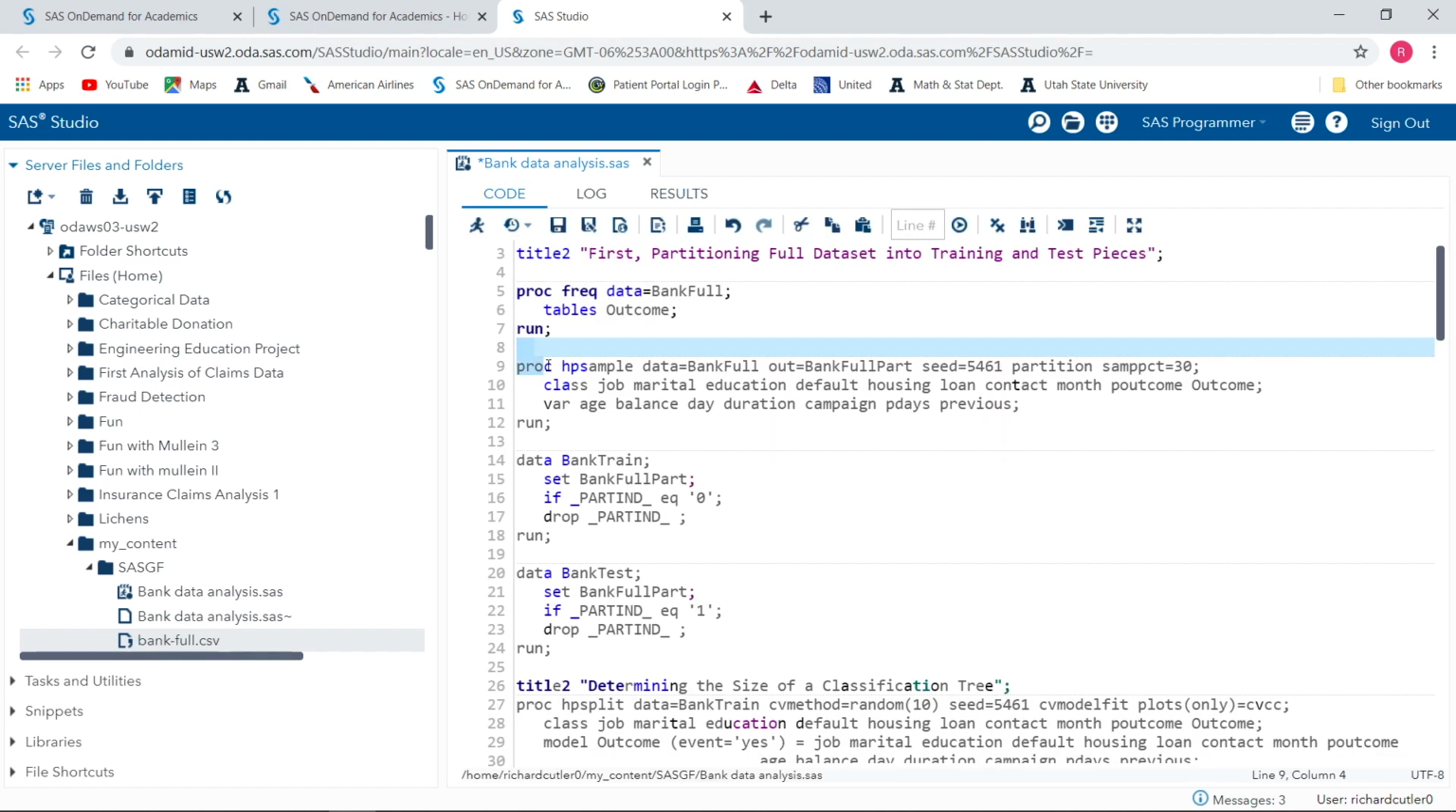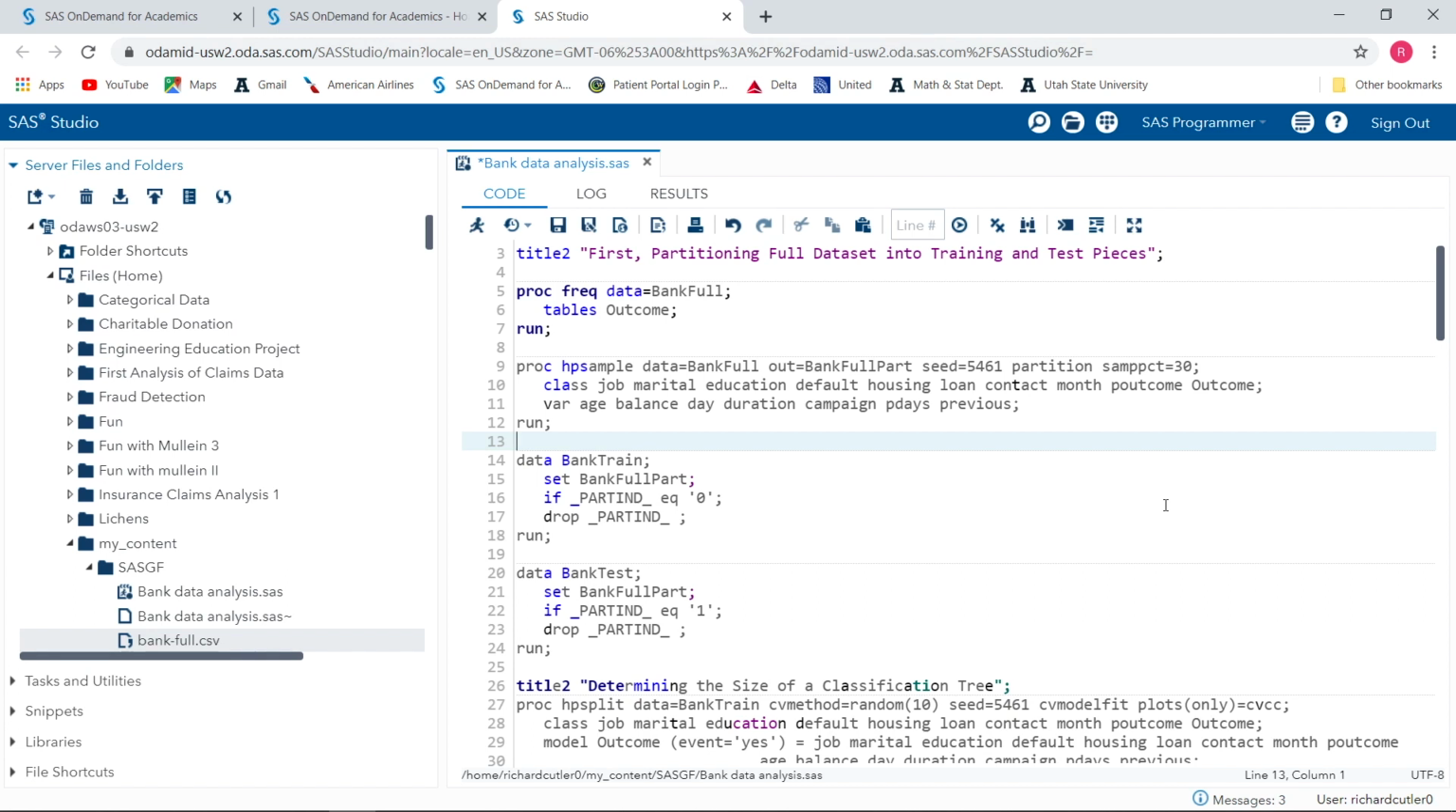So given that it's a large data set, it makes perfect sense to partition it into training and test pieces so that we can get a very objective estimate of how well the predictions are doing. And so I'm using proc HP sample to do that. And so I specify all the variables in proc HP sample. In the class statement, we put the categorical variables, and in the var statement, the continuous variables. I'm then going to take, in the sampling, I'm going to choose 70% for the training data and 30% for the test data.